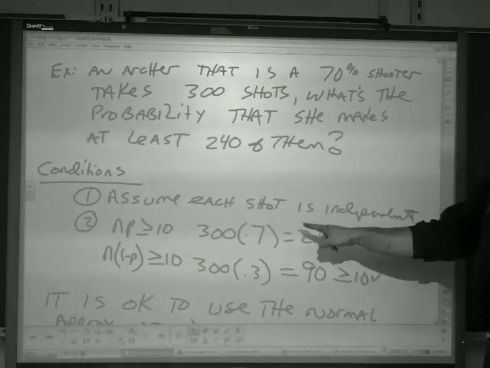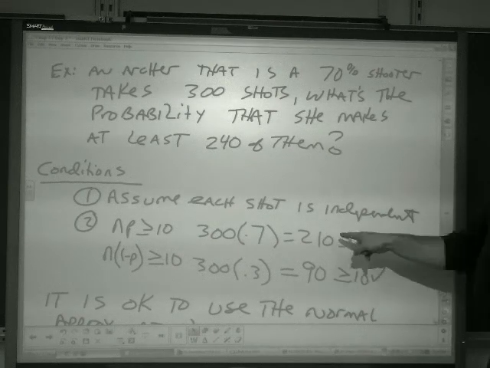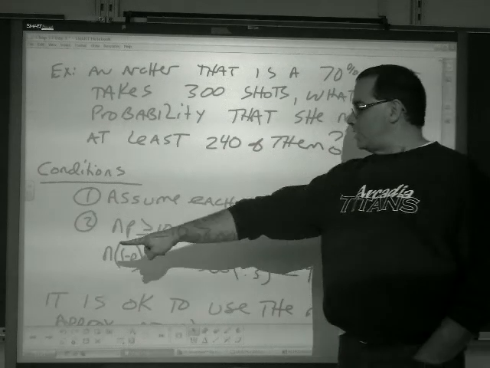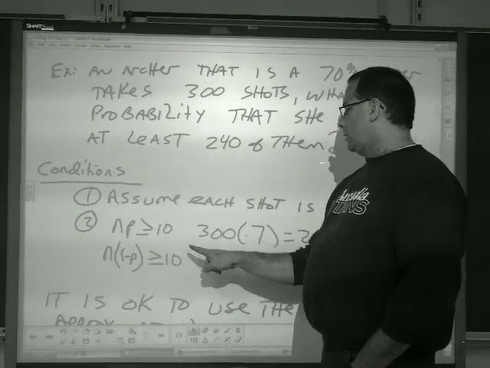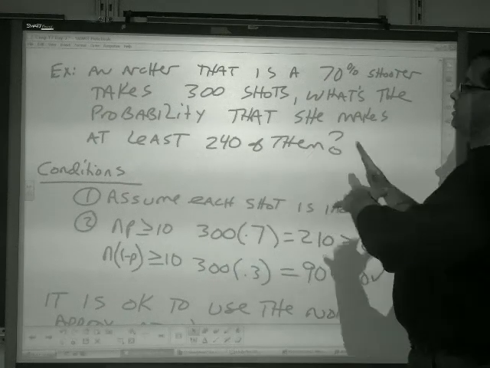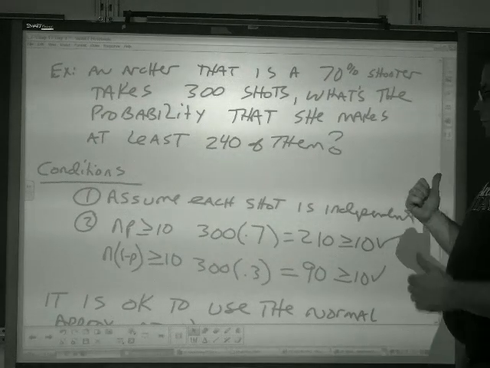300 times 0.7 is 210. Ooh, that's definitely greater than or equal to 10. Check mark there. N times 1 minus p. Got to see if that's bigger than 10, because if your failures aren't bigger than 10, then you get no tail in the other direction.